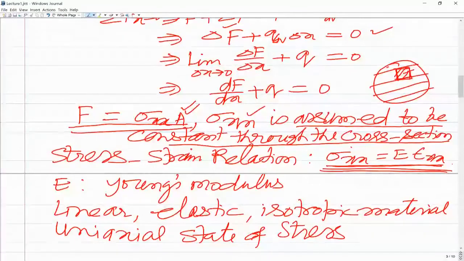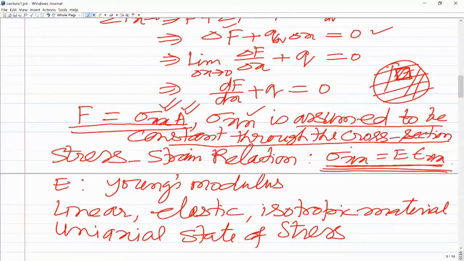Of course, along the length, at different cross sections at different x locations, that sigma xx may change, but at a particular x location, the sigma xx is constant throughout this cross section. That is an assumption, and based on that, we are able to write this.